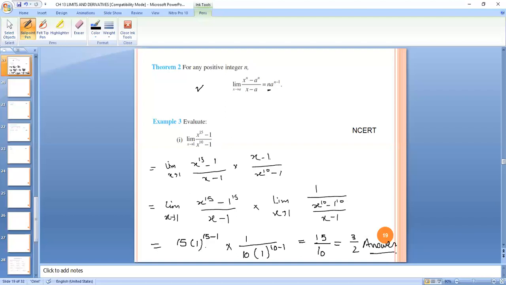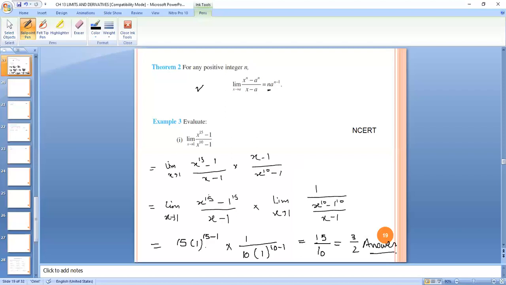This x minus 1 you can write in the denominator of the denominator, because this is again the term in the numerator. So limit x tending to 1, 1 upon x raised to power 10 minus 1 raised to power 10 over x raised to power 10, so that we could easily apply this concept here.